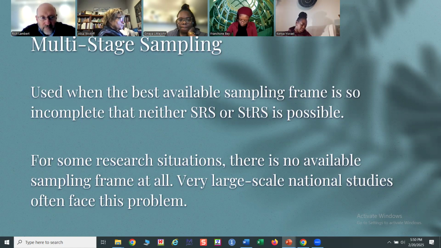Okay. Well, let's move on to multi-stage sampling. Multi-stage sampling is used when the best available sampling frame is either incomplete or maybe even missing. And so if you don't really have a complete or an accessible sampling frame, you can't do simple random sampling or stratified random sampling. And for some research situations, there really is no sampling frame at all. And in fact, large-scale national studies often face this problem. And a data set that I use quite a bit in my own research uses multi-stage sampling. Well, and I'm going to walk you through why.